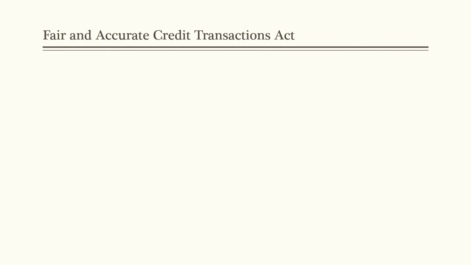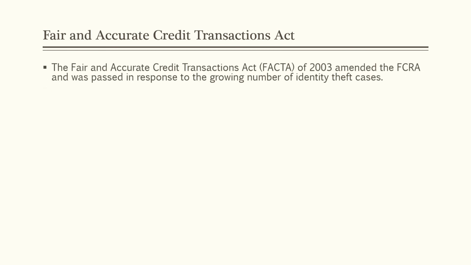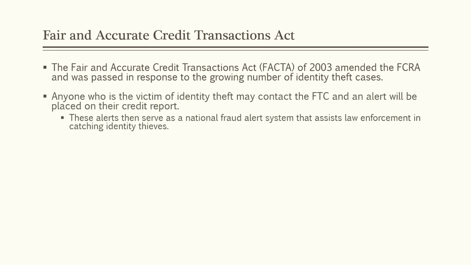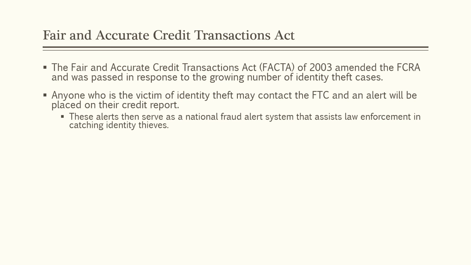Next, we will discuss the Fair and Accurate Credit Transactions Act. The Fair and Accurate Credit Transactions Act, FACTA, of 2003 amended the Fair Credit Reporting Act and was passed in response to the growing number of identity theft cases. Anyone who is the victim of identity theft may contact the FTC and an alert will be placed on their credit report. These alerts serve as a national fraud alert system that assists law enforcement in catching identity thieves. They're called red alerts.